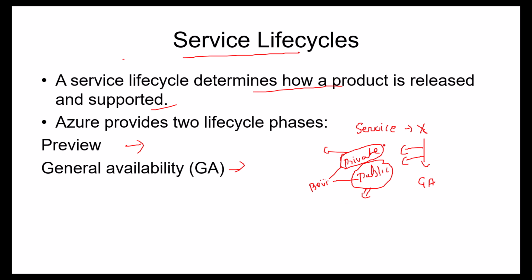Once the testing in the private or the public preview is done and Microsoft gains good feedback from the customers, they release that service to GA, that is the general availability. So this is a brief picture of what we'll be looking at. Now let's go into some more detail.